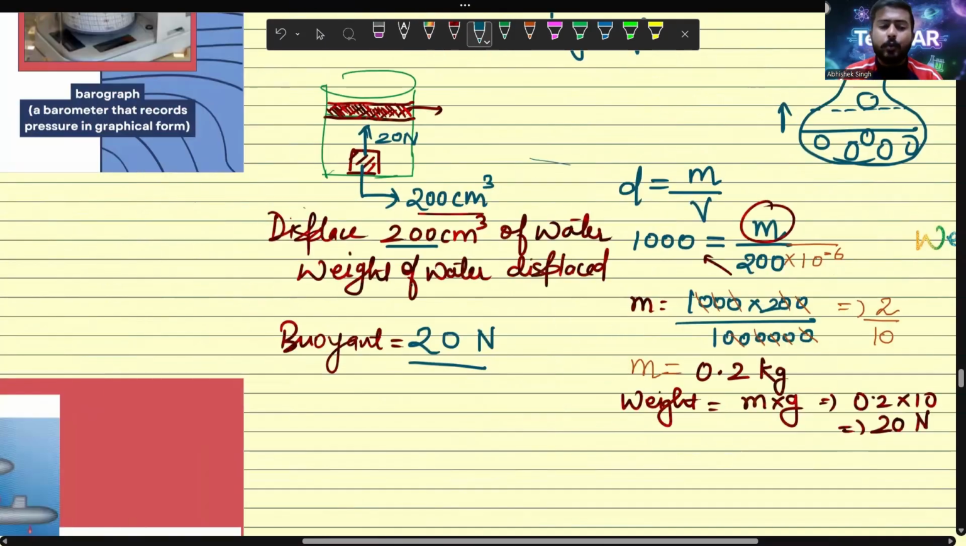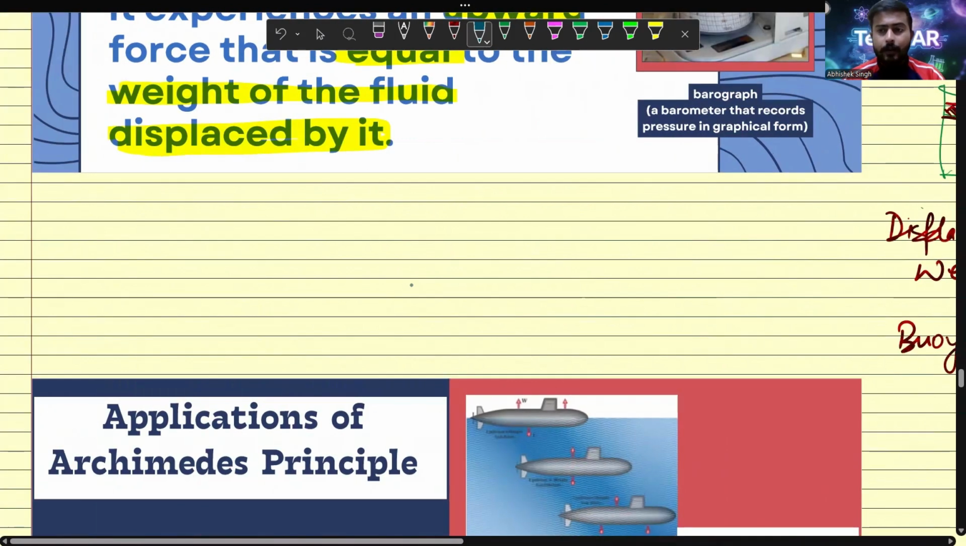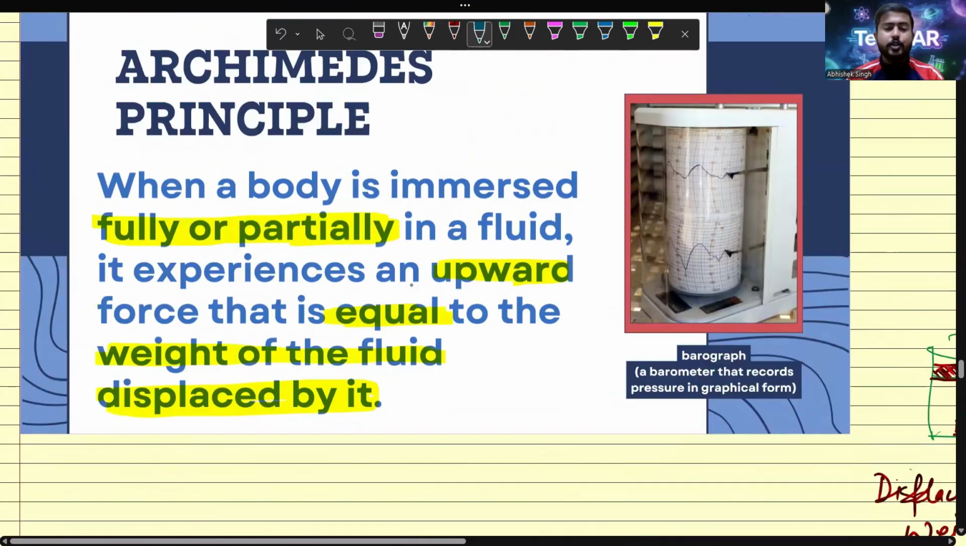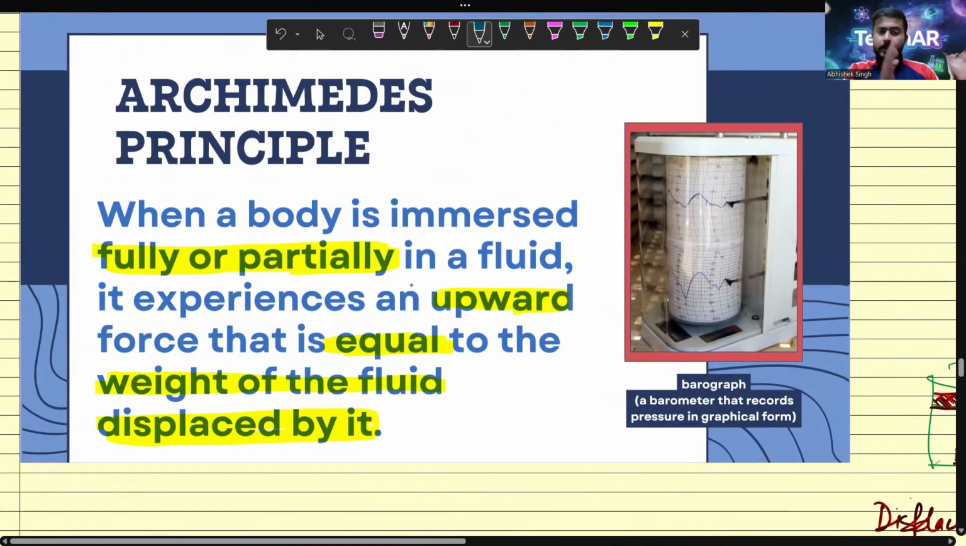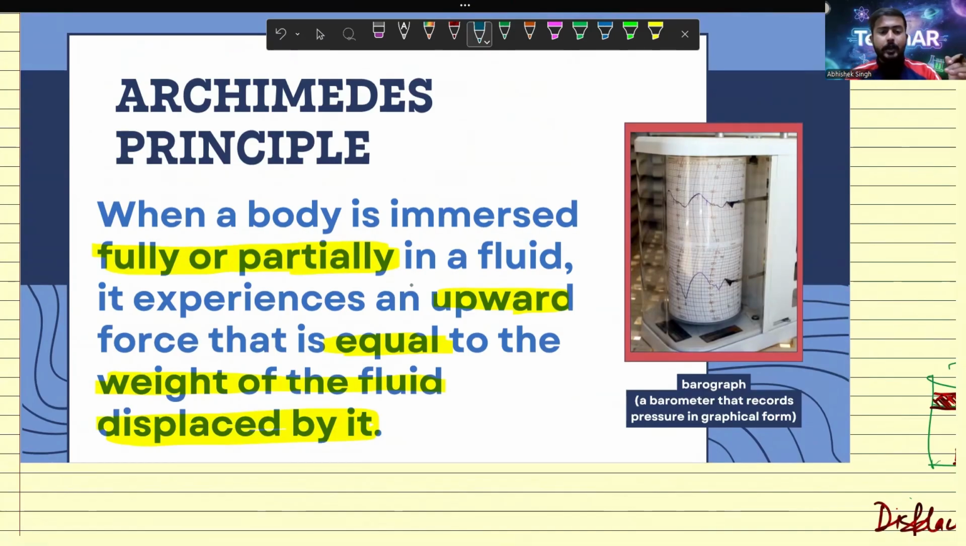We'll also do some more questions in different domains. First, let's just talk about the Archimedes principle. When a body is immersed fully or partially in a fluid, it experiences an upward force, the buoyant force, and that is equal to the weight of fluid displaced by the object. The more fluid it displaces, the more buoyant force it will experience.